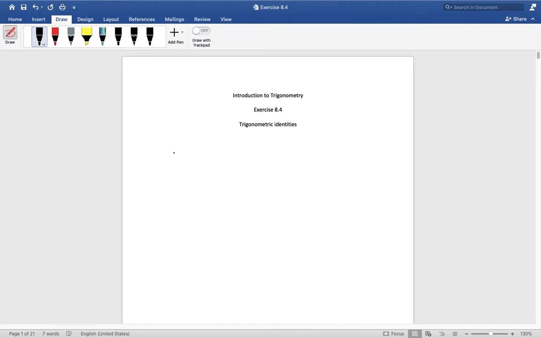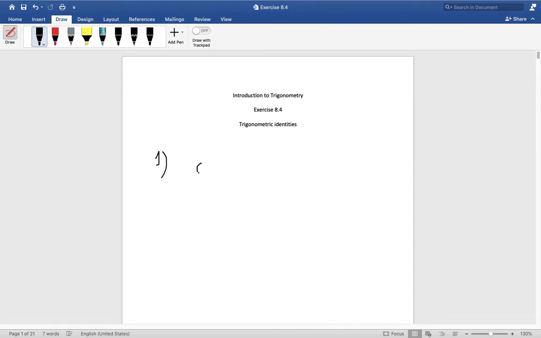I got a request from Mr. Naveen from Chennai. He wanted to know about trigonometric identities. I'm looking at exercise 8.4, question 5, and the first one is: prove the following where angles involved are acute angles for which the expressions are defined.